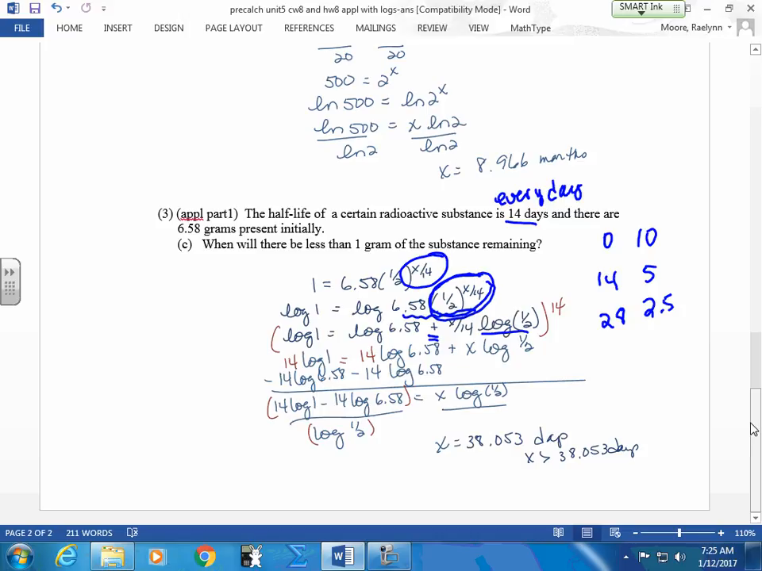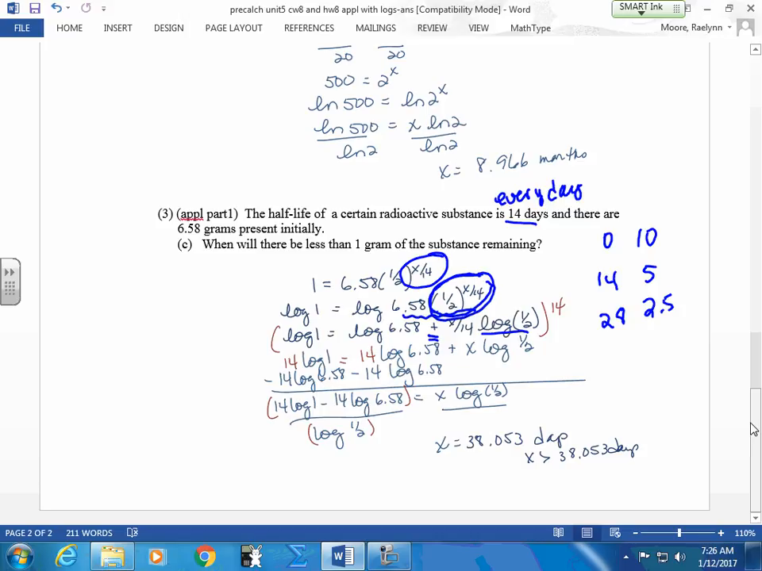Get this to one side. Just subtract it first. Get the subtract over there first. And you can divide by whatever you like, but you're going to have to divide by 1/14 and then the log of 1/2. Whatever you like, whichever way you like. I just got rid of the fraction.